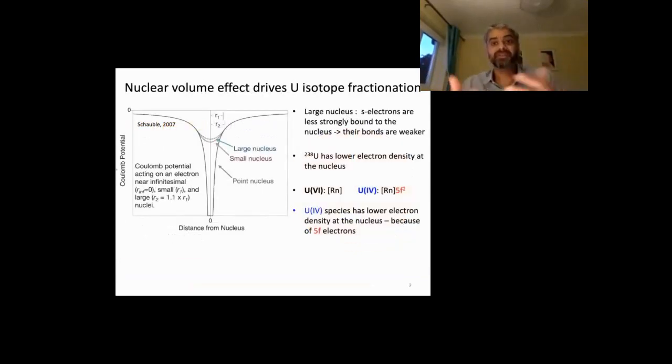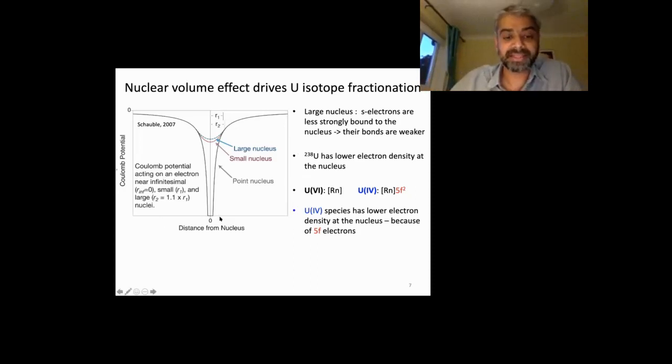And the theory is given by this idea of nuclear volume effect. That's an equilibrium isotopic fractionation, where nuclear shape and size determine the isotopic fractionation. Now, if you look at uranium-238 and uranium-235, and the electrons, particularly closest to the nucleus in the s orbital, and how much attraction they feel for these 2 isotopes, that's given by this Coulomb potential.